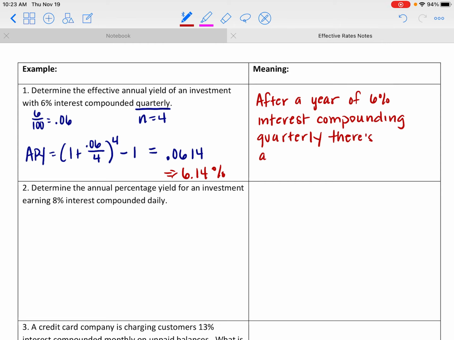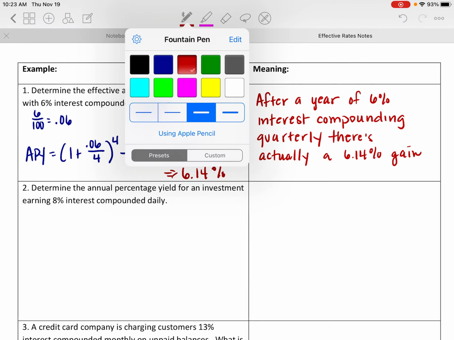There's actually a 6.14% gain. Okay, so after a year, you've effectively earned 6.14% because the 6% was compounded quarterly. All right, so 6% compounded quarterly would give you the same final results as 6.14% simple interest over the course of 1 year. Okay? All right, let's try that again.